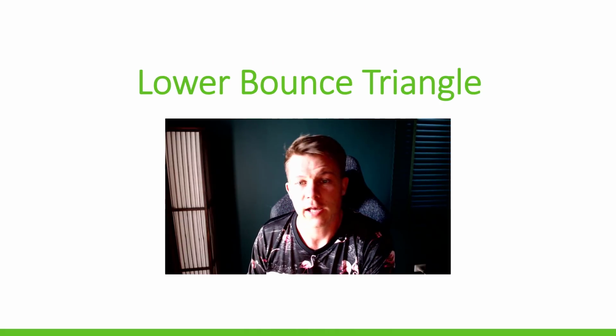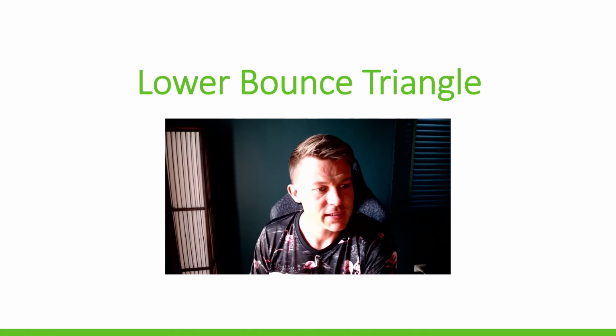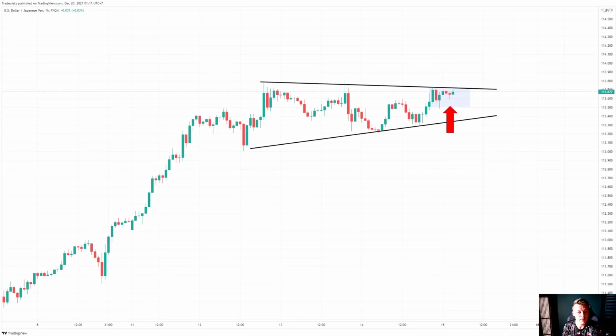Lower bounce triangle is a very, very interesting pattern. And what does it look like? So the lower bounce triangle is best looked for in a continuation context. We see that the market is in an uptrend, maybe 2 or 3 trend waves in the trend. The market consolidates, has a little bit of a longer consolidation.